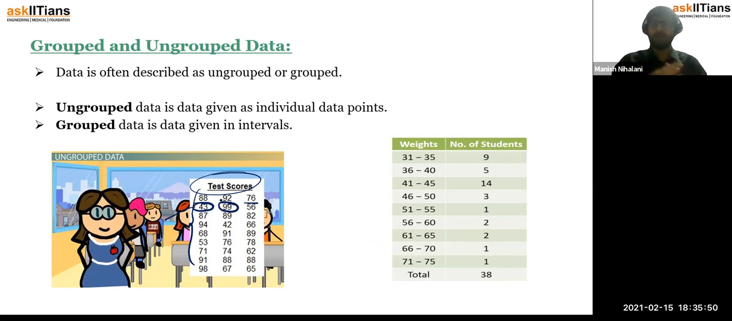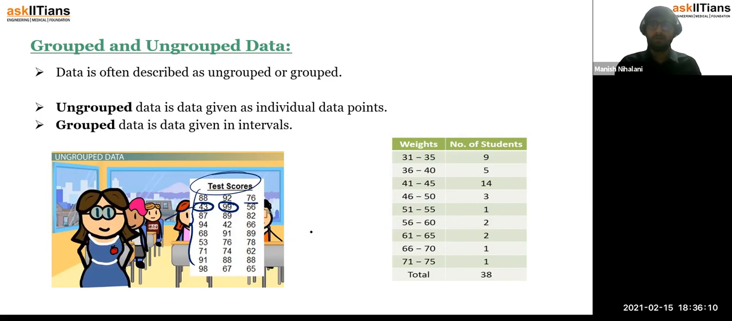Apart from this, this is called ungrouped data, because you are not grouping any two test scores or any three test scores or any of the test scores. You are just keeping them just as you observed them. That's it, right? But when you talk about grouped data, for example, you are now noting down the weights of the same students in your class.